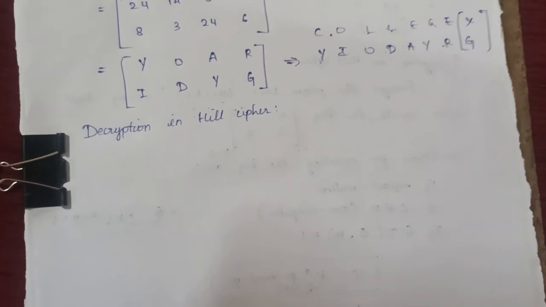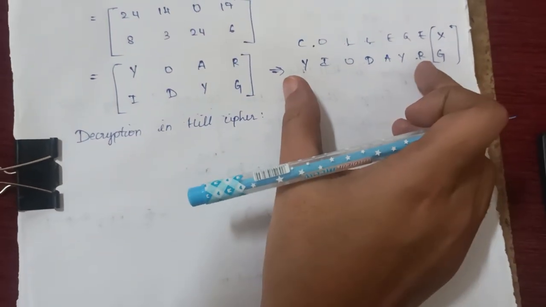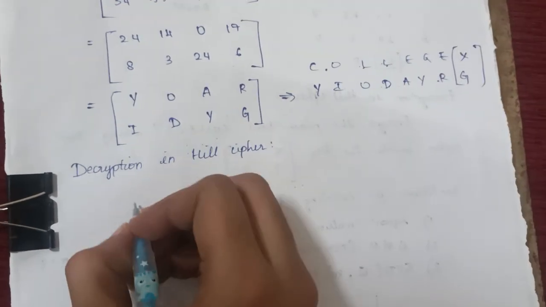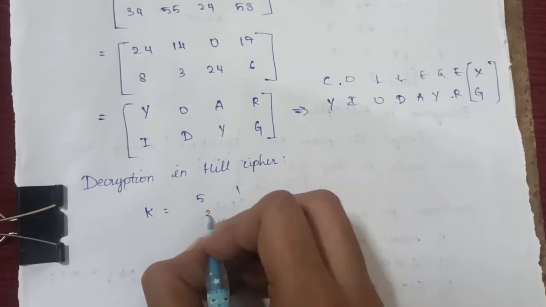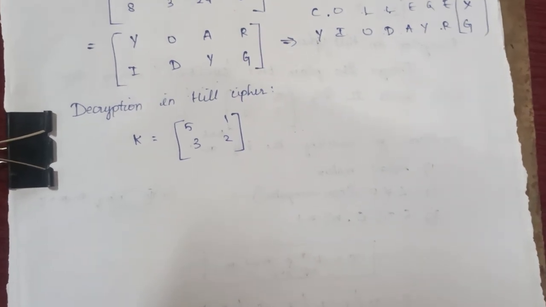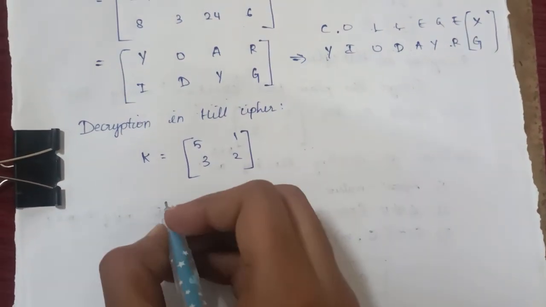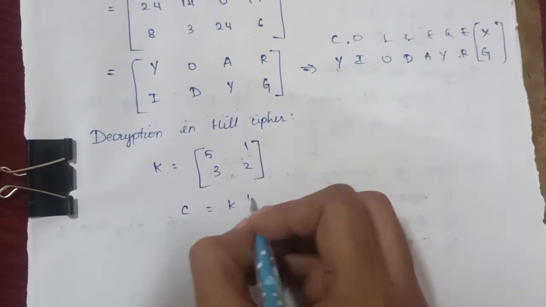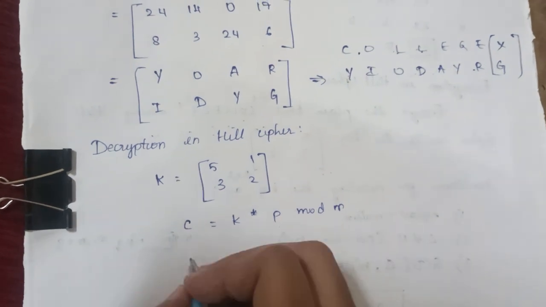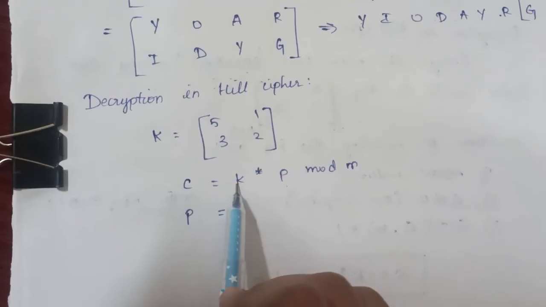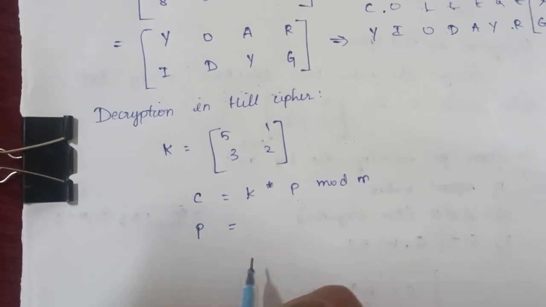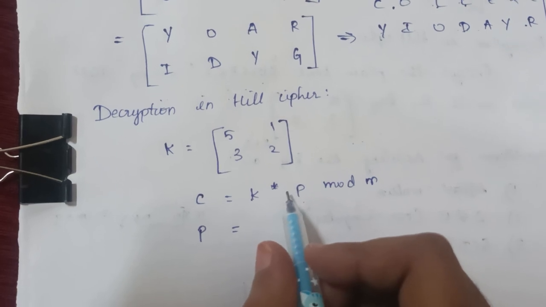Now we are going to perform decryption in Hill Cipher for the ciphertext YIODAYR using the same key, where the key is 5132. The formula used for decryption is simple. This is derived from the formula that we have used for encryption. For encryption, we have used C is equal to K into P mod M. Now, we need to find the plain text. So, P is equal to, we have to just pre-multiply this with K inverse in order to get rid of K. That is nothing but, we are going to pre-multiply with K inverse.